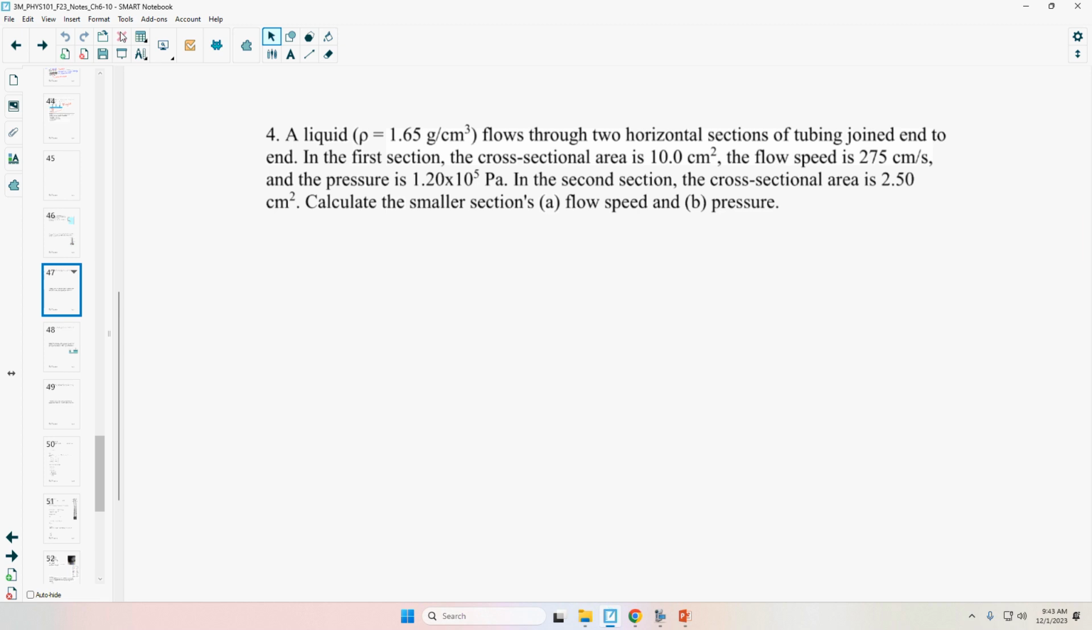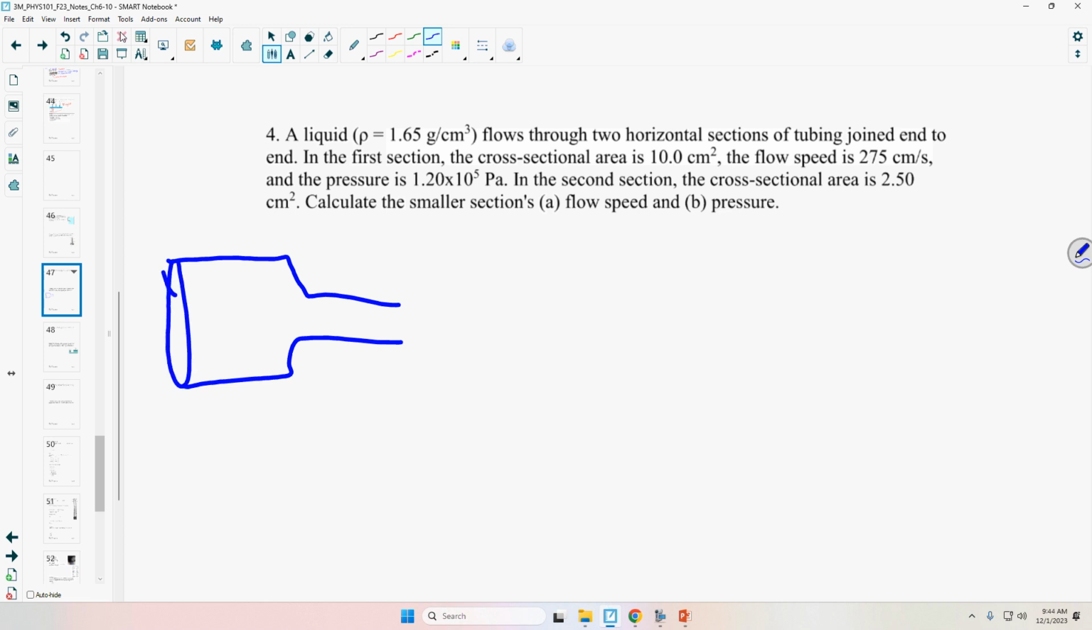And then you're going to have a problem like this. This is number 4 in the homework. I think we've done one like this, but we're doing it now. So you're going to have two things that I'll ask you. First of all, I'm going to give you a picture. In this case, it's going from 10 to 2.5 square centimeters. So in this case, the pipe gets narrower, and I will give you a picture that'll show that. It'll either get narrower or wider.